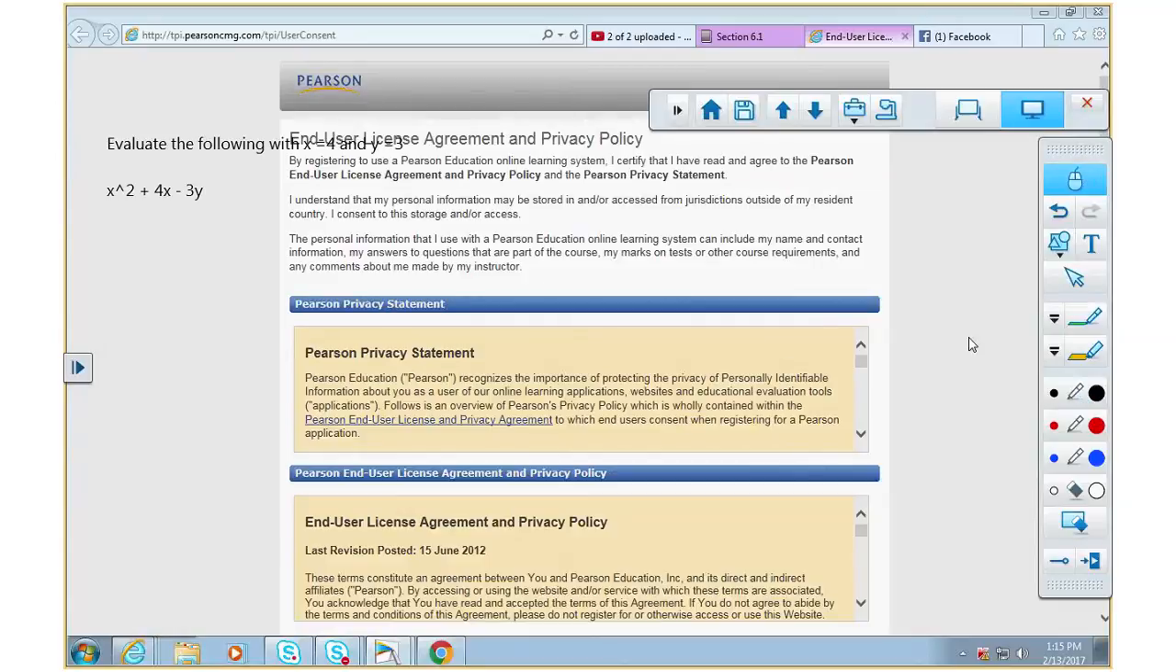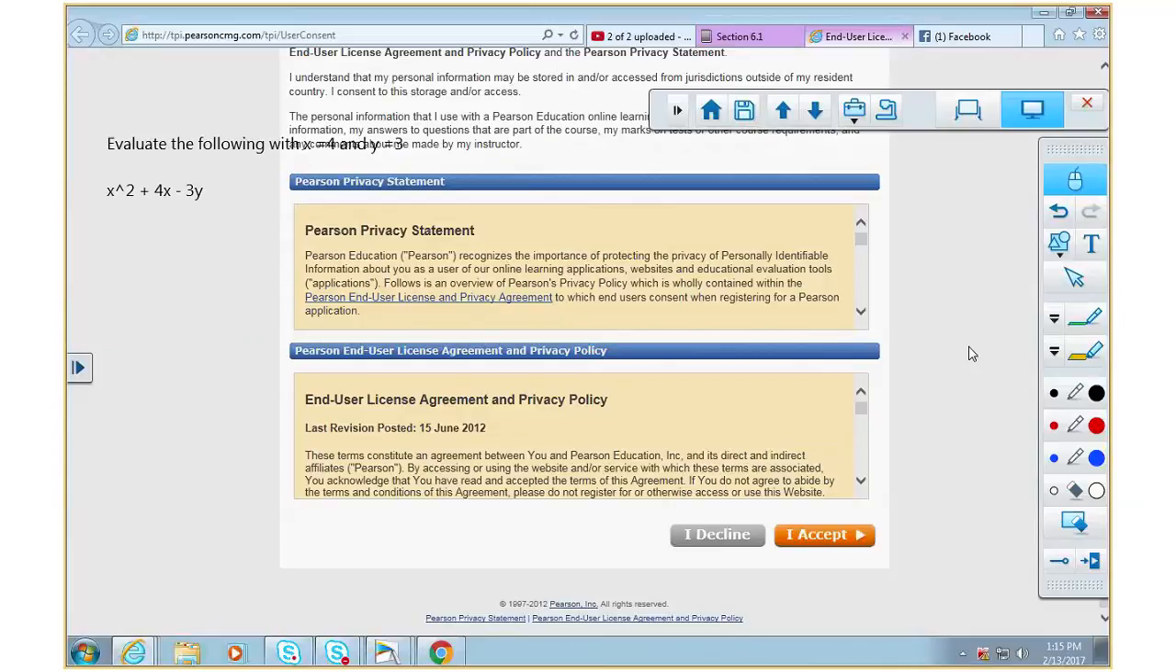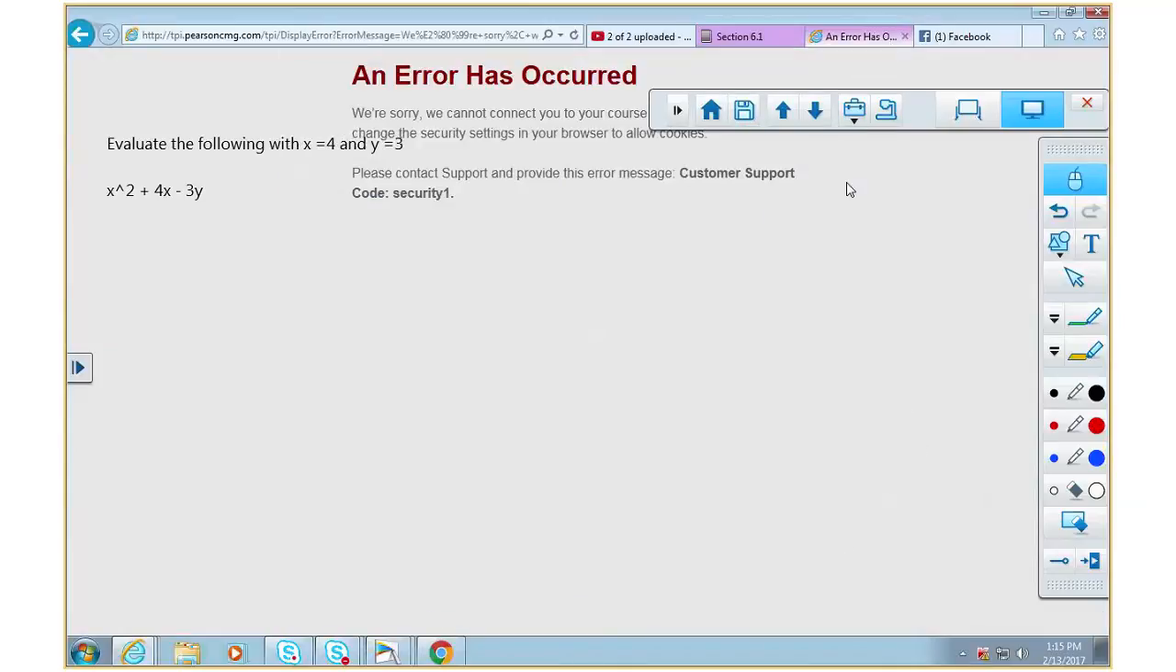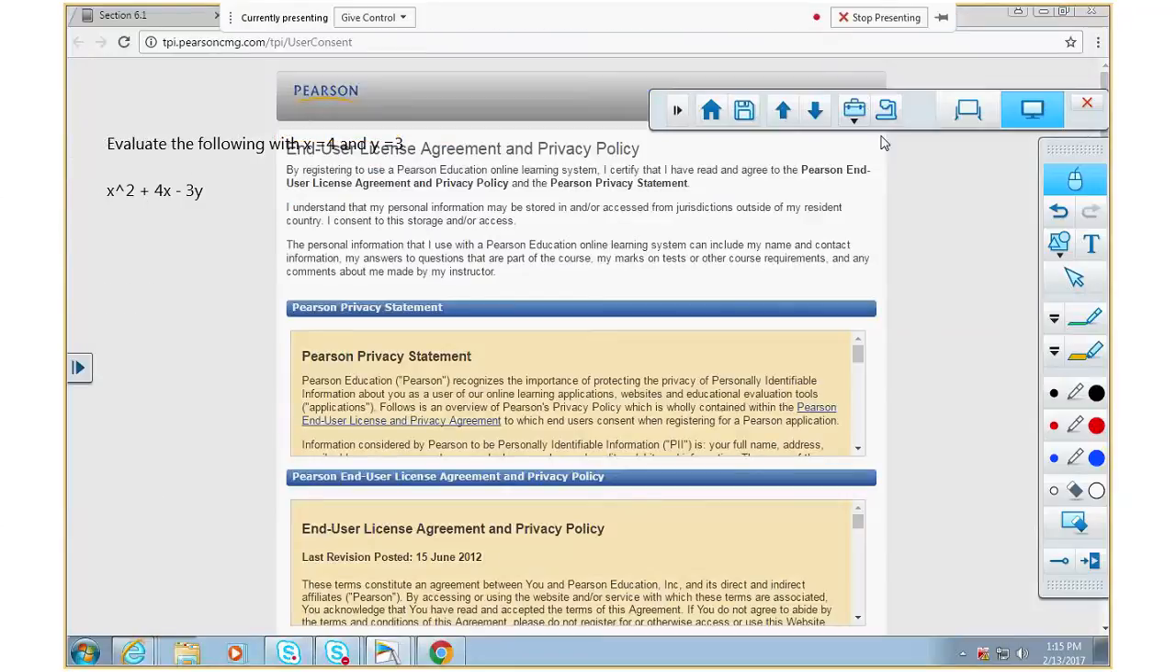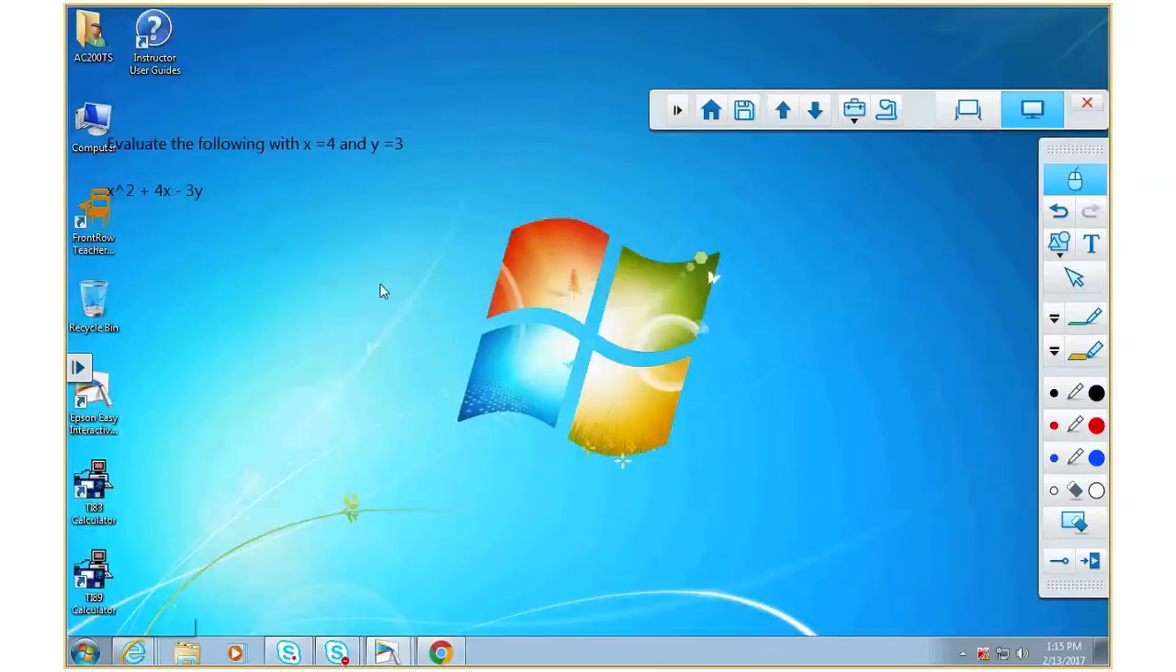Just work around it. I'm trying to figure this out. I don't know why I have to go through all this. Evidently something's wrong with the site that I can't pronounce right now.